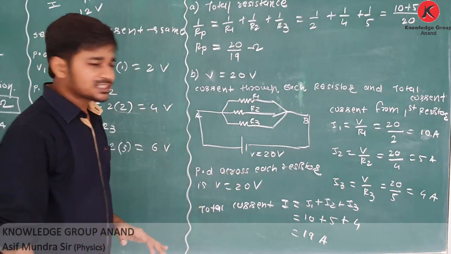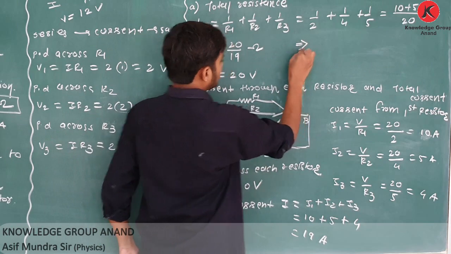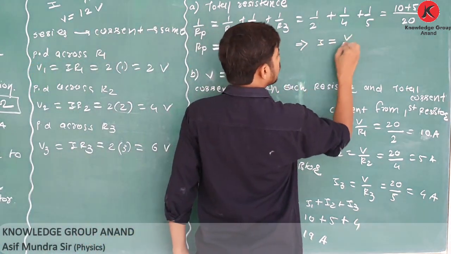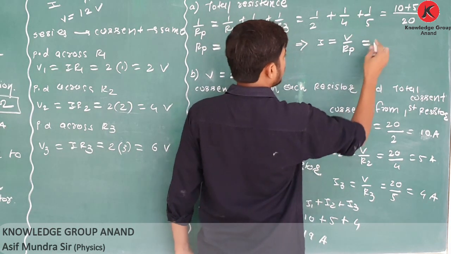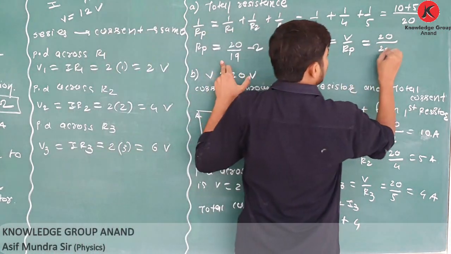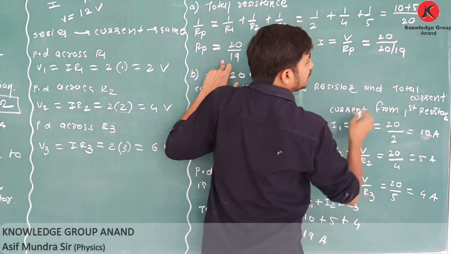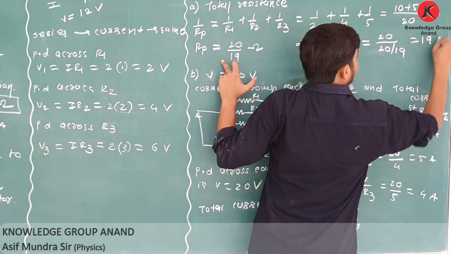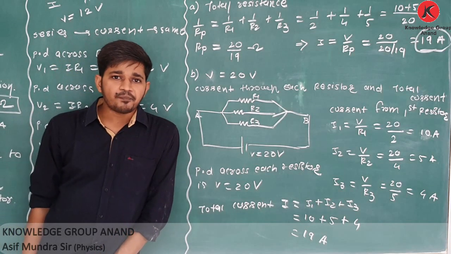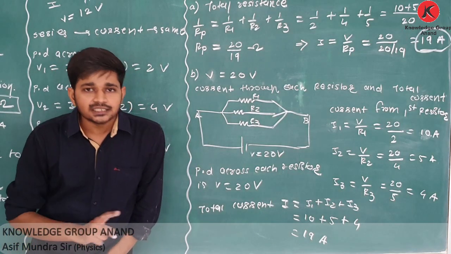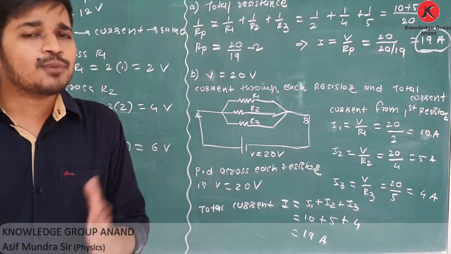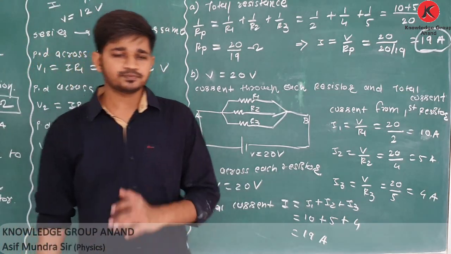What is the voltage V? Okay, so how to find the total current from this equivalent resistance? You can use this equation: I is equal to V upon RP. What is the value of V? It is 20. What is the value of RP? It is 20 upon 19. The 20 cancels, so the total current is 19 ampere. So that is how you can verify your answer. Clear about this? Okay. So these are some questions based on series and parallel connections of resistors.